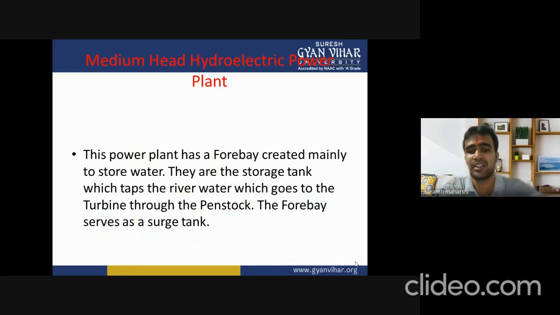This power plant has a forebay created mainly to store water. It is a storage tank which taps the river water that goes to the turbine through the penstock. The forebay serves as a surge tank.